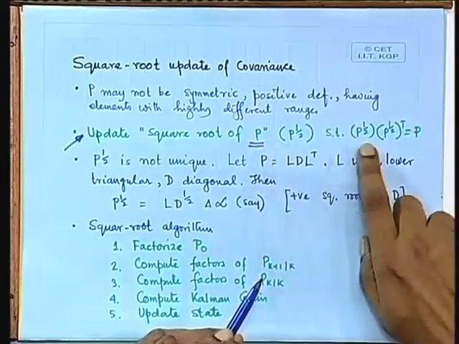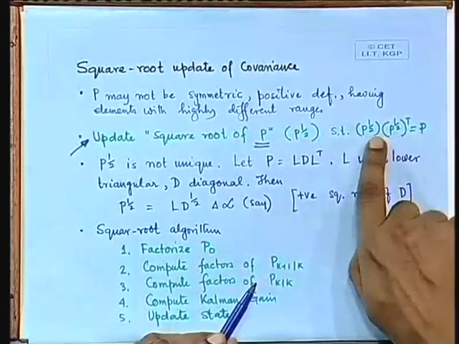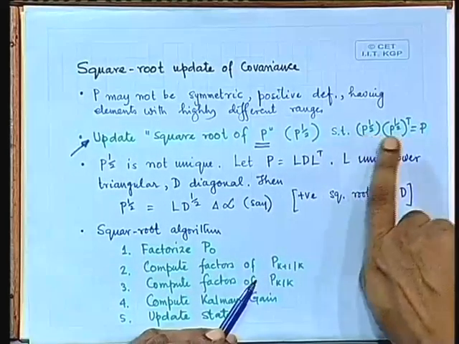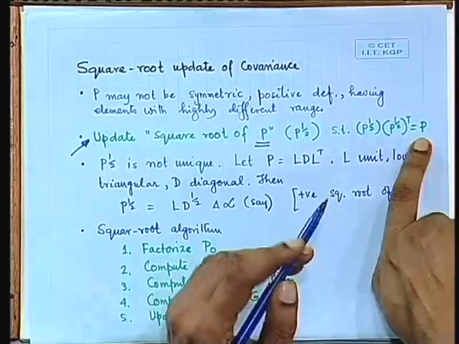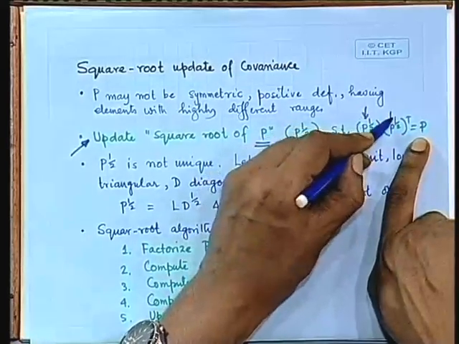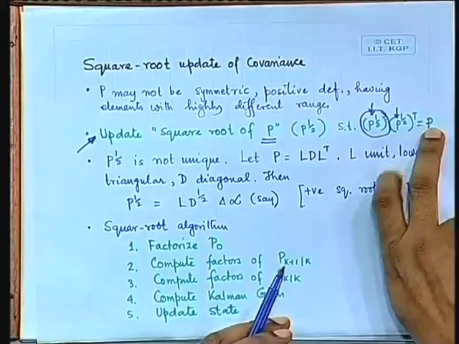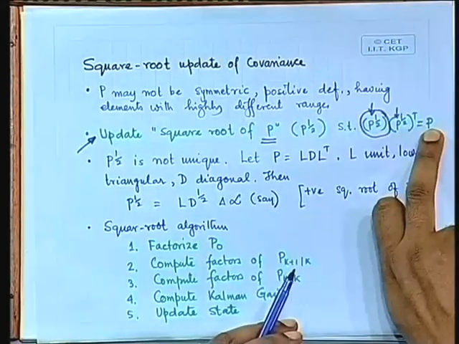By the square root of P, I mean a matrix such that P into P to the power half, that is what I call the square root of P: P to the power half into P to the power half. Whenever I need P, I calculate it out of this, but I update this. So you see, by construction it is symmetric and positive definite, it cannot be otherwise.